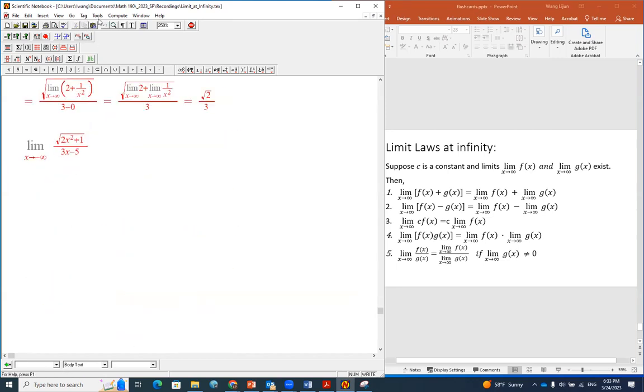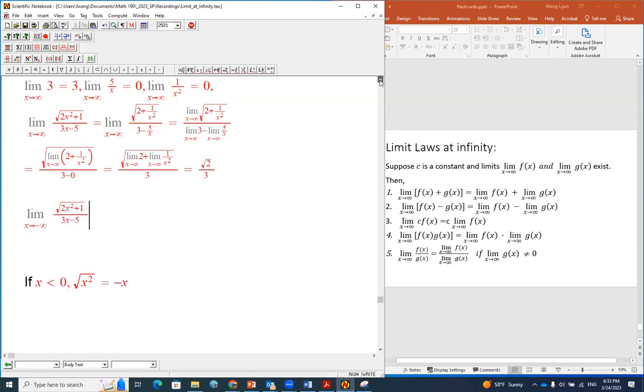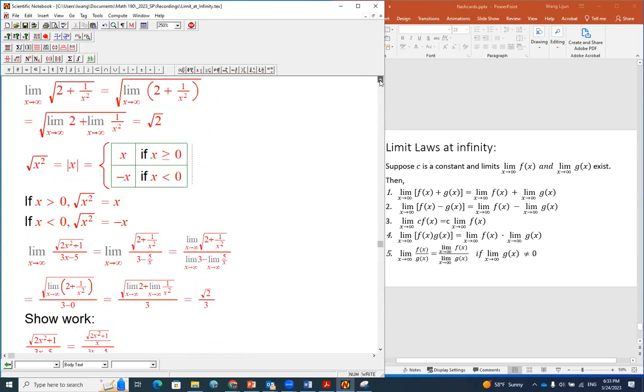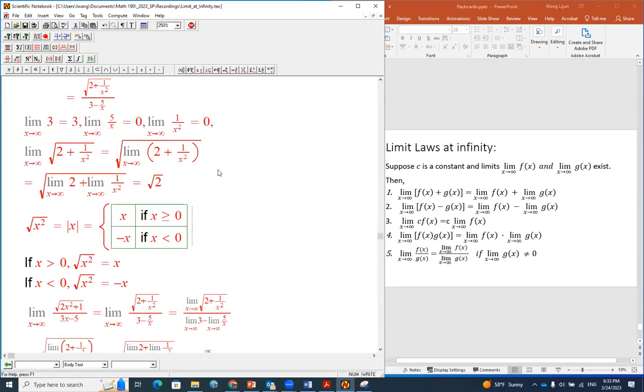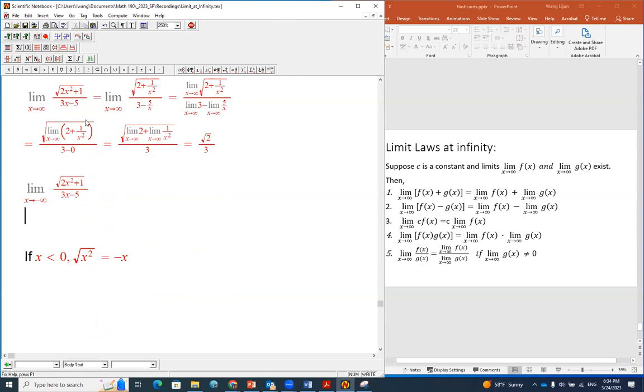Because when we consider this limit, this is when x is approaching infinity. When x is approaching infinity, the interval of our work will be changed. It's no longer a to positive infinity. It's going to be negative infinity to a. And a is going to be negatively large.